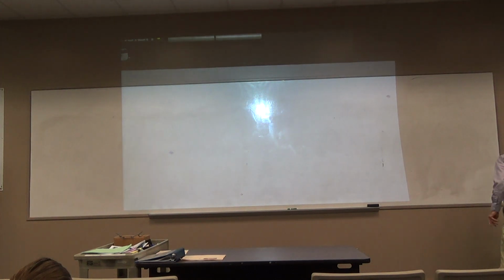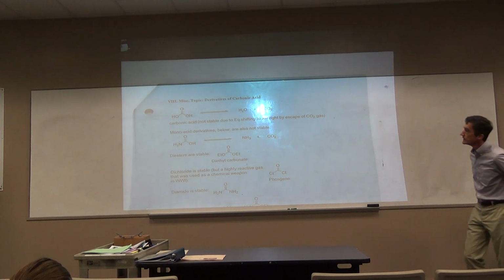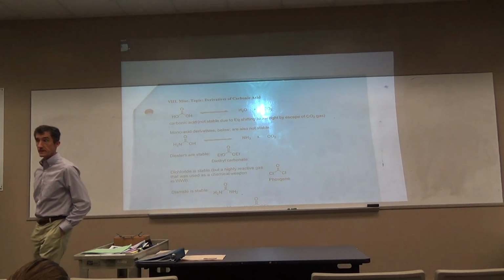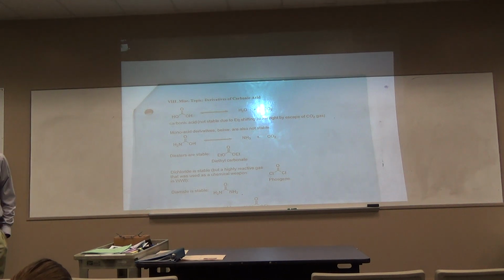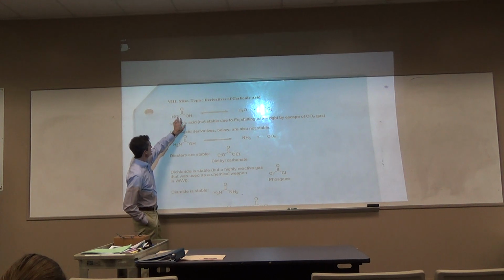Let's look at miscellaneous topics. All right. If you'd like to show me a hydrolysis mechanism, I'd be happy to look at it. Okay. Miscellaneous topics. Derivatives of carbonic acid. This is called carbonic acid. It's a carbonyl with two OH groups.